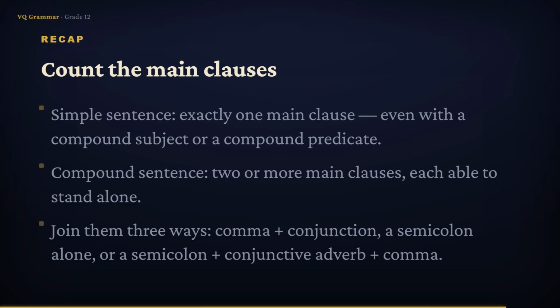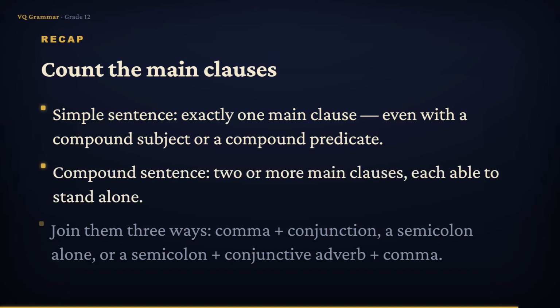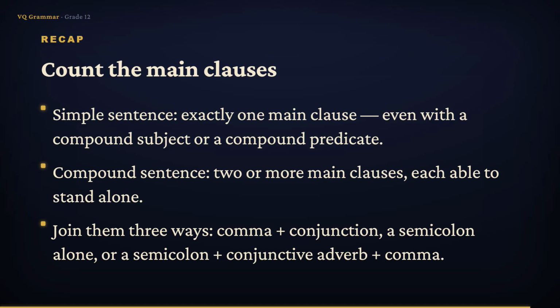Let's gather up what we learned. First, the simple sentence has exactly one main clause, and it stays simple even when the subject or the predicate is compound. Second, the compound sentence has two or more main clauses, each one able to stand alone as its own sentence. And third, you join those clauses three ways: a comma plus a conjunction, a semicolon by itself, or a semicolon plus a conjunctive adverb and a comma. And always remember the test. Cover the joining word and check whether both sides can stand alone.